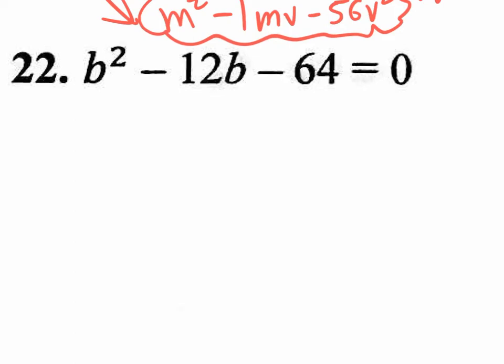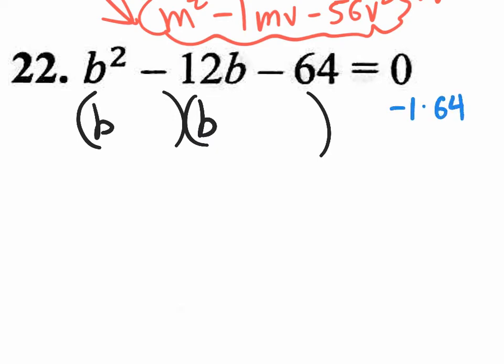Number 22, set up the answer format once again. B right there, B right there. And let's think, what times what is negative 64 that if I combine together is negative 12? Again, with the calculator, it's easy. You just go negative 1 times 64. That's how to get negative 64. Then you go negative 2 times, with the calculator, you could do 64 divided by 2, and that'll be 32. You could try negative 3.